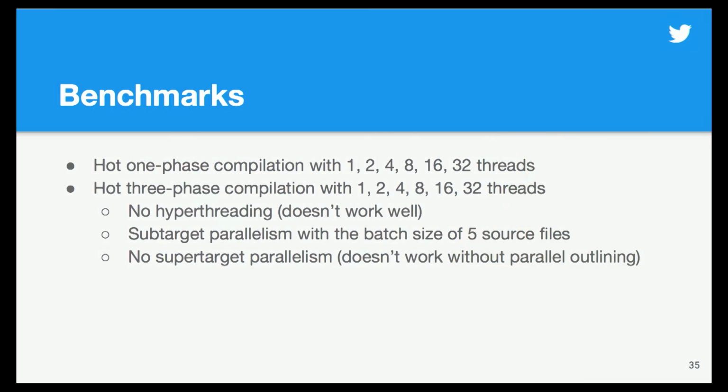And now, what exactly did we benchmark? We benchmarked one-phase compilation with a hot JVM on different powers of 2 threads. And we benchmarked three-phase compilation, which is basically compute outlines, compile Scala targets, and then compile Java targets. One thing we noticed is that hyper-threading did not work well in those benchmarks, so we didn't even try 64 threads, not on the graphs anyway. It just makes things worse somehow. And then, speaking of splitting targets into parts, we split targets into batches of 5 files, so the number of parts is dynamic.